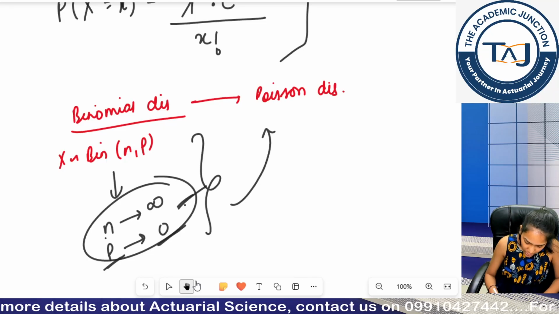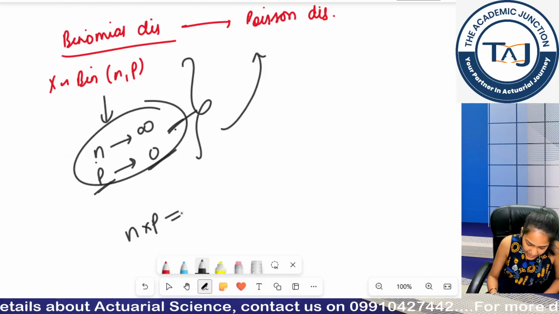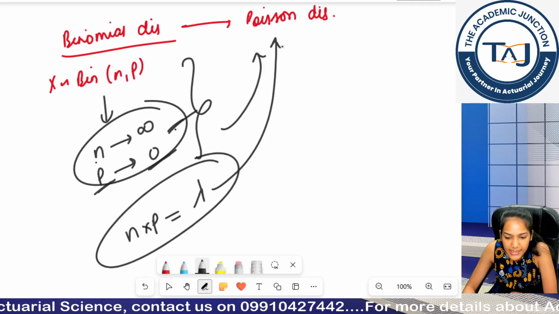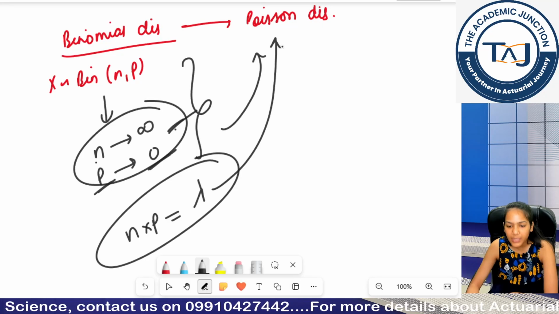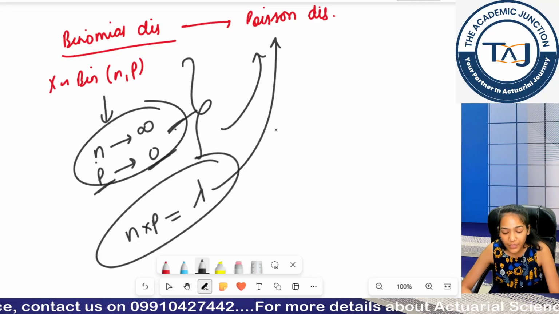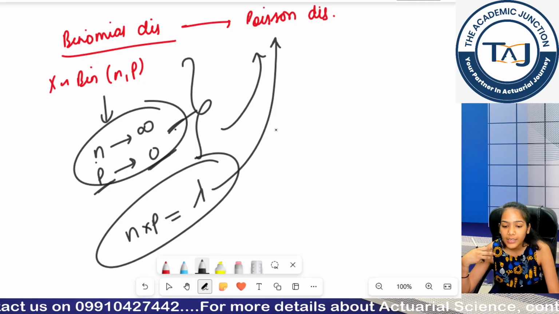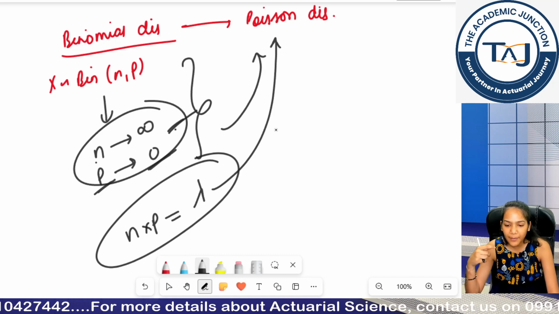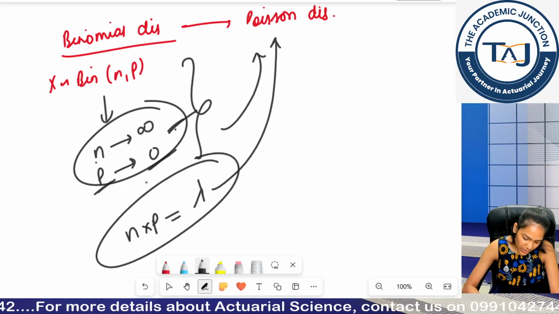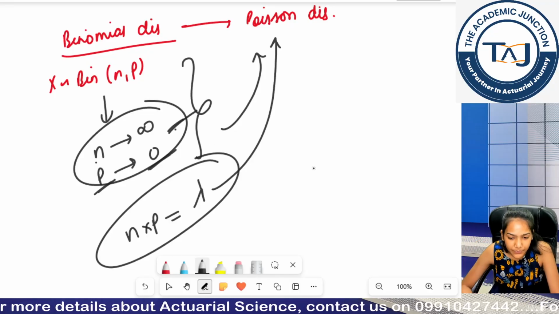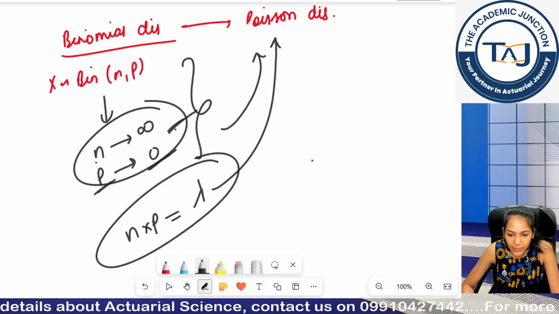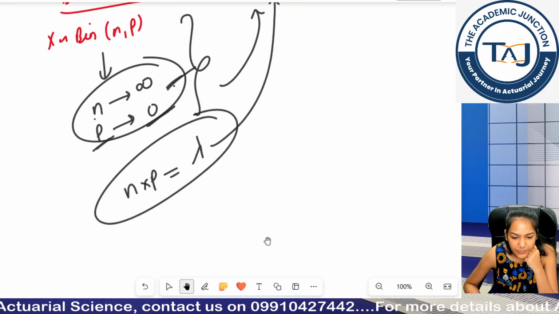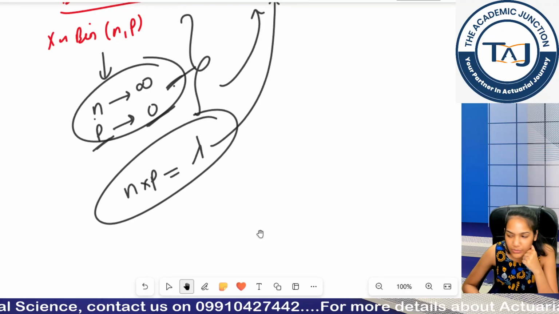Clear? So I will multiply its parameters and define a new parameter lambda, that is the parameter of my Poisson distribution. This is basically the relationship between the binomial and Poisson distributions. So in case you get a question in which there is a huge n, for example in thousands or lakhs, and a very small probability, for example 1 into 10 to the power minus 8, then you can use this approximation. Clear guys, binomial to Poisson approximation? Online students clear?